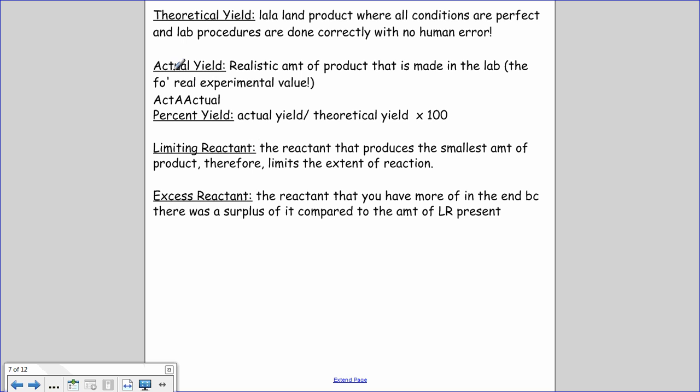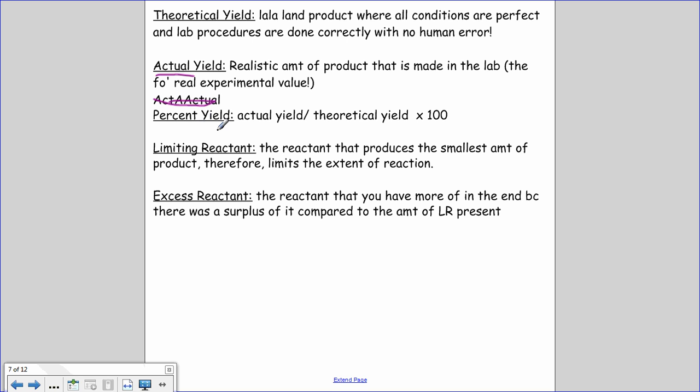comparison point. Actual yield is our for real experimental value, and this is what we actually get in the lab because of some lab experiment. Maybe some error, maybe the fact that the chemicals just don't have enough kinetic energy to meet the activation energy of the reaction. It's just going to be what we have present here.